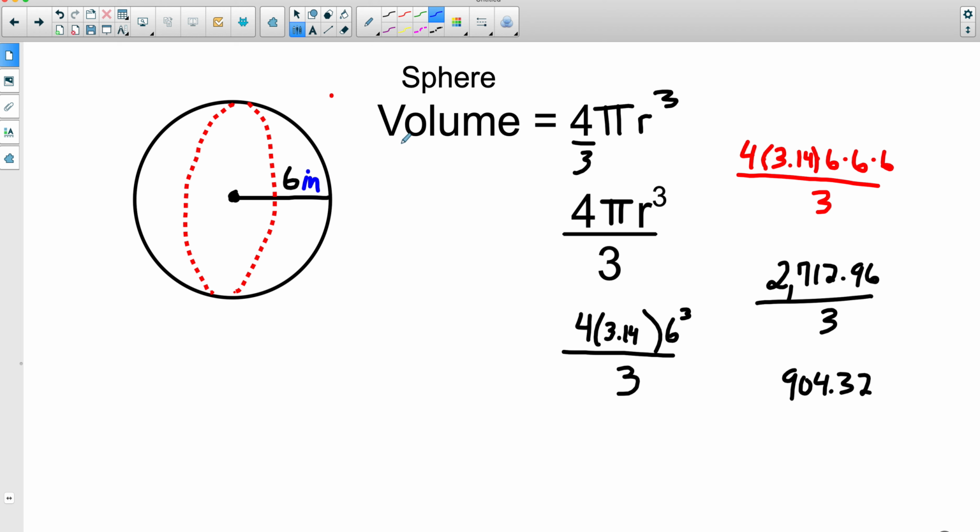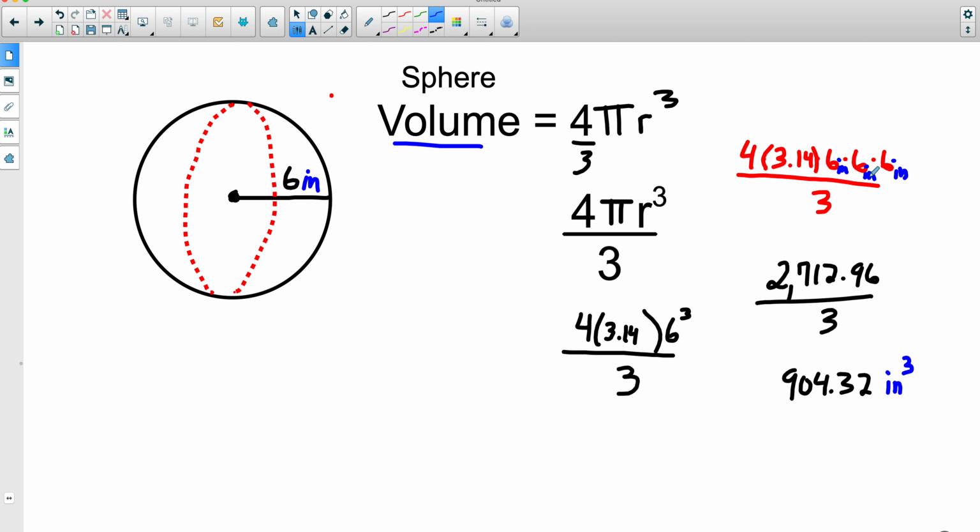I didn't give you units, but it doesn't matter if it was inches. Your units for volume are always going to be the units to the third power, so it would be inches to the third power. The reason is that 4 is part of the formula and pi is part of the formula, with no units, but there is a 6 inches, a 6 inches, and a 6 inches.